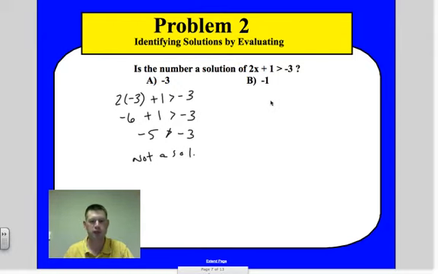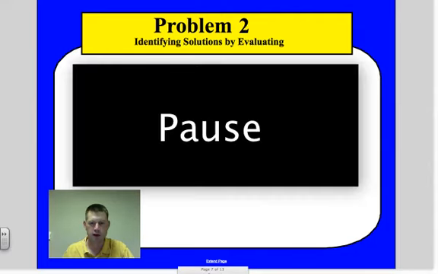Okay, so we look at part B. We go through the same process. We say 2 times a -1 plus 1 is greater than -3. Okay, go ahead and pause the video and work this problem out, and then I'll go over it and see how we do.